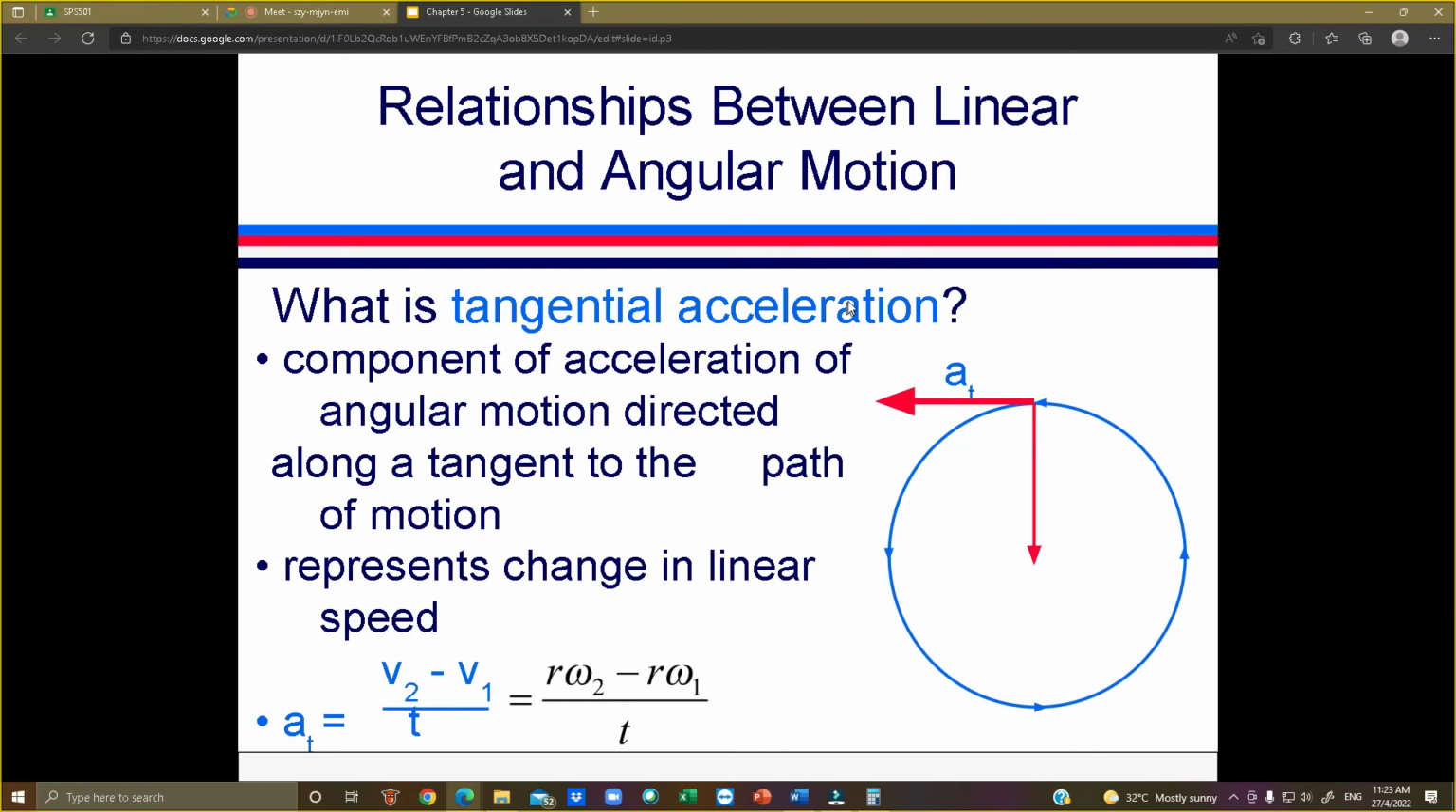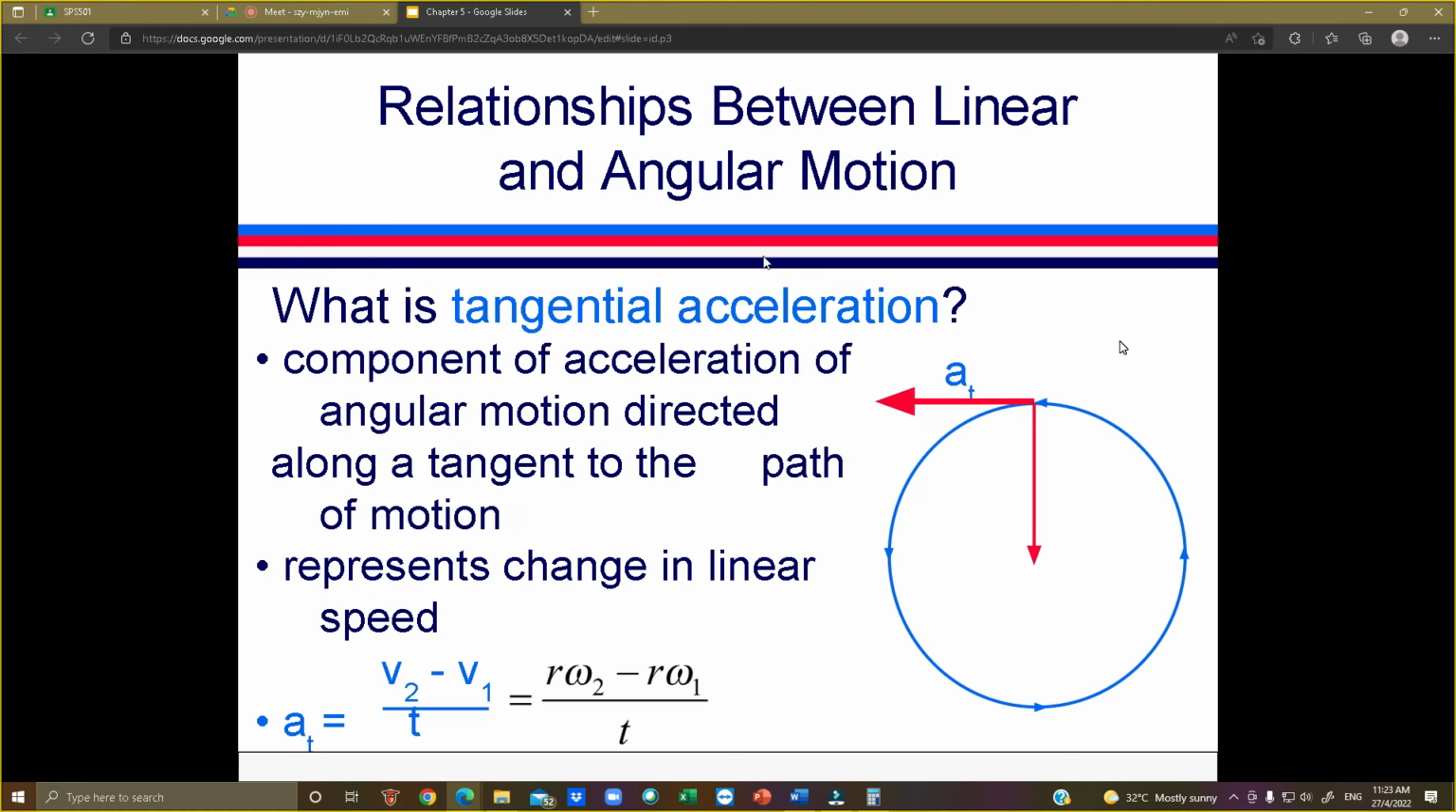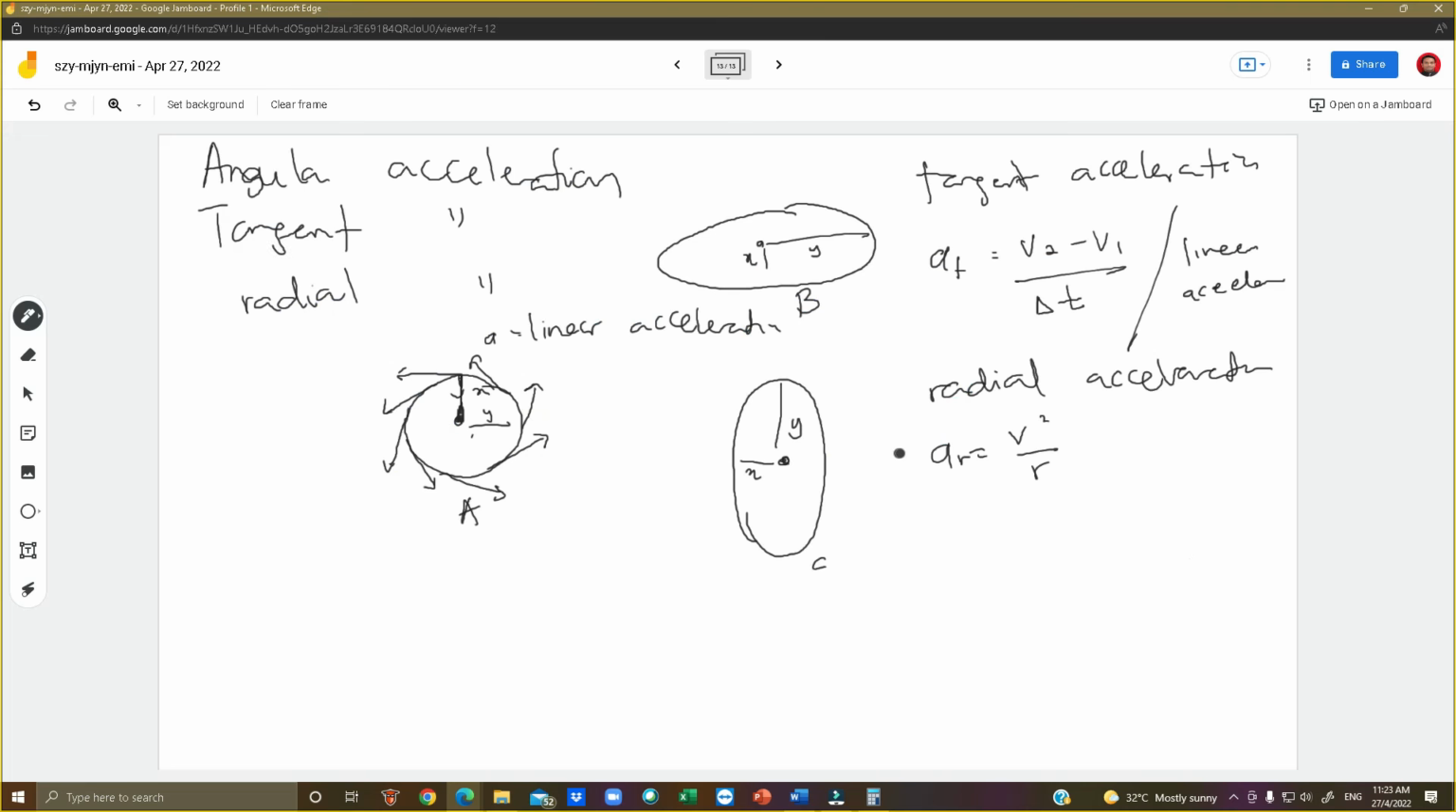Okay, so what are these two accelerations? Ni tangent acceleration: component of acceleration of angular motion directed along a tangent. Along a tangent ni lah, along the curvature. Represents change in linear speed. So if tangent acceleration is equal along the way, we are going to have quite a smooth rotation. But if the tangent acceleration differs, sekejap laju, sekejap perlahan, then only we are going to end up macam ni.